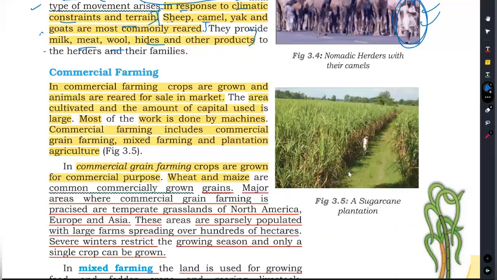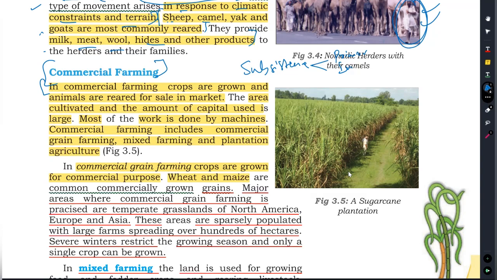Now we have discussed subsistence farming till now. Here there are two types. One is primitive subsistence, another one is the intensive subsistence farming. Now let us discuss commercial farming.